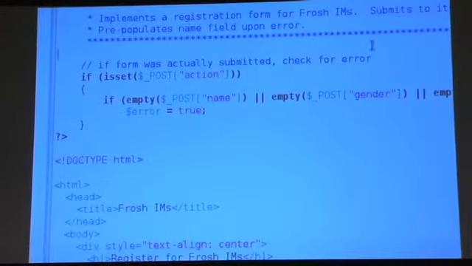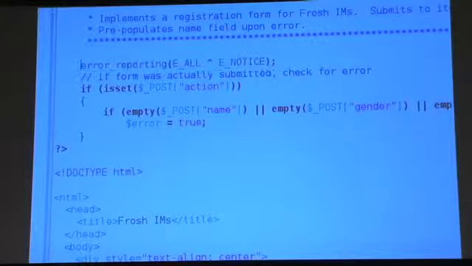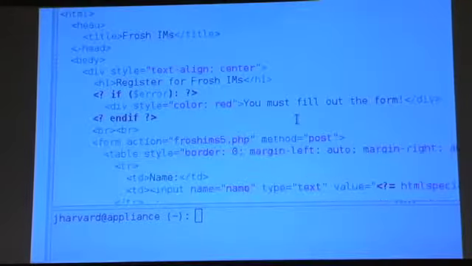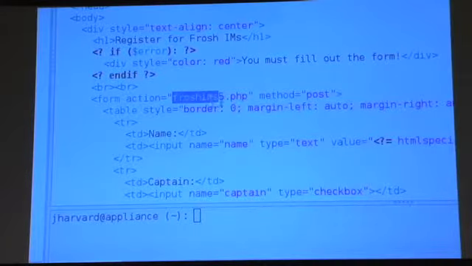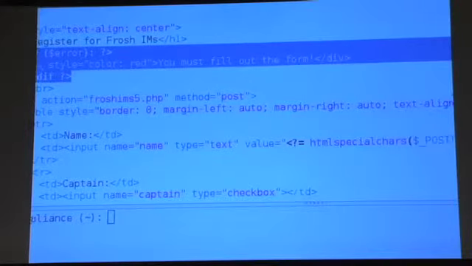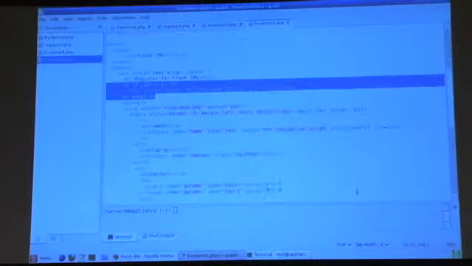Let me go ahead and just paste this in so that we can ignore one of those errors for a moment. And let me scroll down here. Notice that this form also submits to Frosh IMS 5, so to itself. Notice that I'm yelling at the user if error is true. So that story is identical. But now notice what I'm doing. That's a little bit different. And the font's going to wrap a little bit, so let me zoom out.